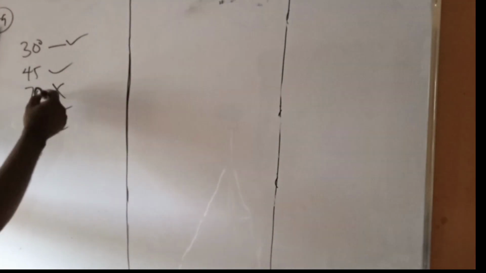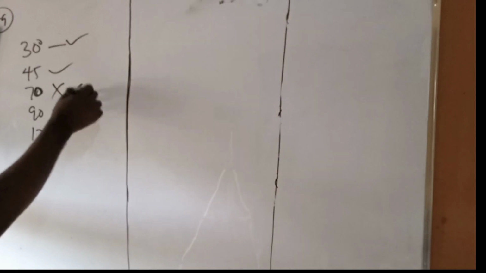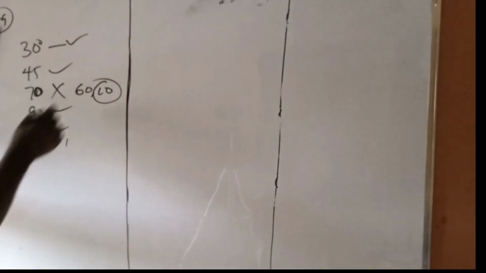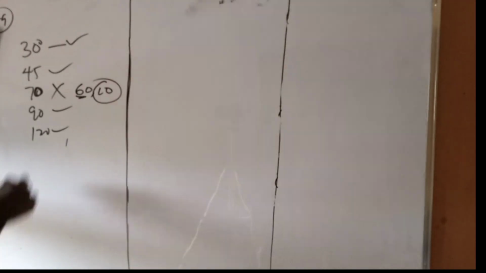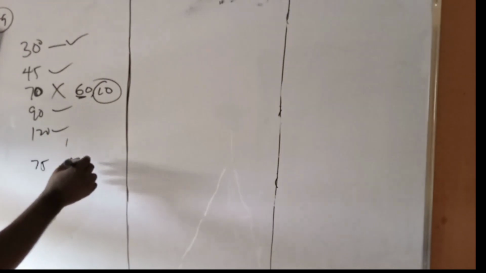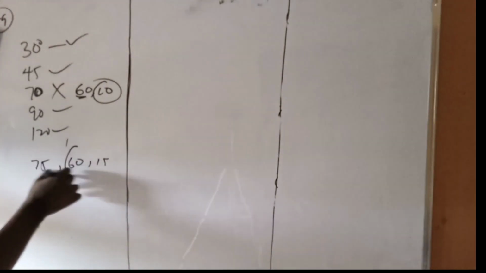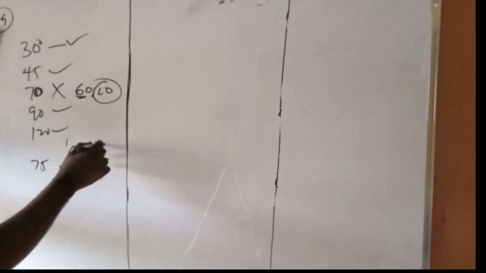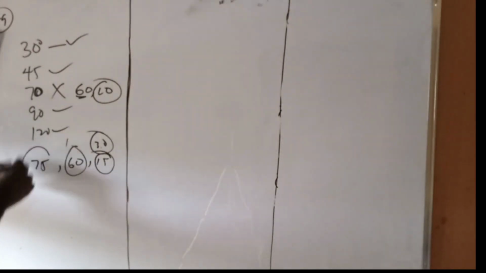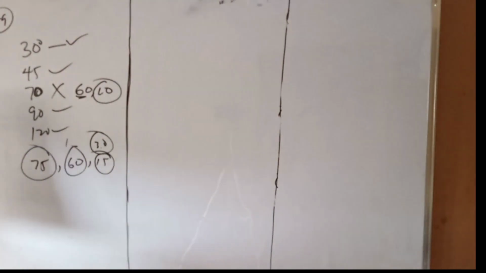Even if we try to break it down, 60, 10, we cannot construct 10 with a ruler and compasses. We can construct 60 by that. But if it is 75 now, when you break it down, that is 60 and then what? 15. So when you construct 60, you need to construct 30, bisect 30, you get what? 15. So you get 75. So that's how to do that.